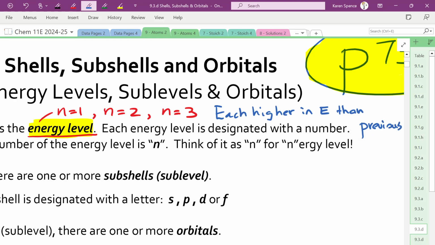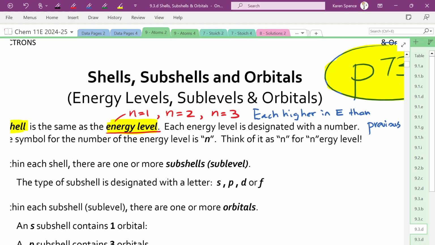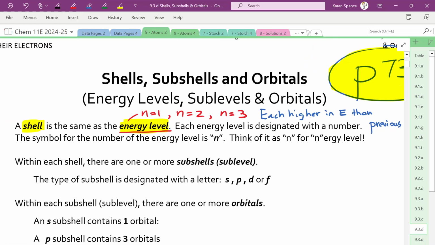If they're higher in energy, does that mean they are closer to the nucleus or further from the nucleus? They're further from the nucleus because they would like to be closer, right? Those electrons would love to be closer, but there's no room for them in the orbitals that are closer because presumably they are filled, okay?